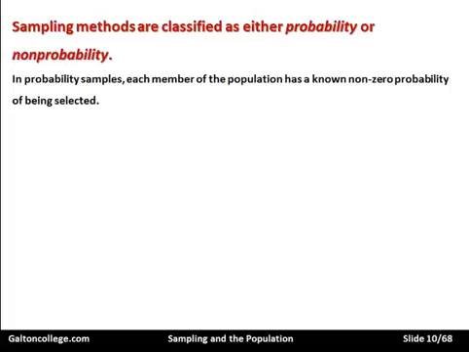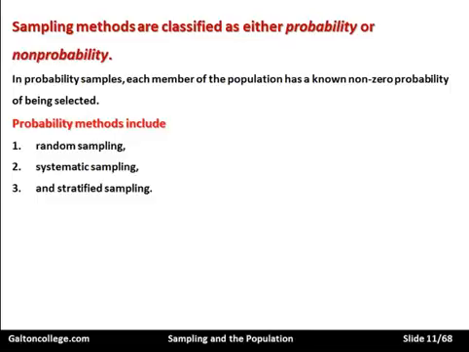That's with probability samples. And probability methods include random sampling, systematic sampling, and stratified sampling. In fact, there are others, but these three are the main ones. And as I said earlier, ideally every member of the sample should have an equal chance of selection. And every member of the population should have an equal chance of selection, perhaps I should say. So every member of the population has the chance of appearing in the sample.